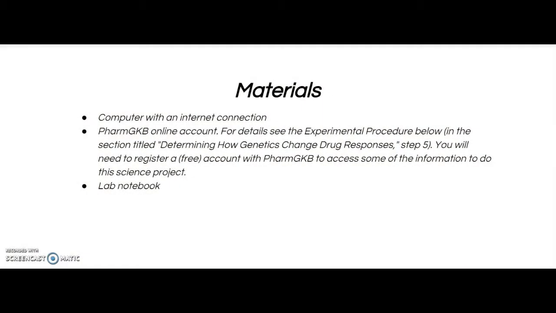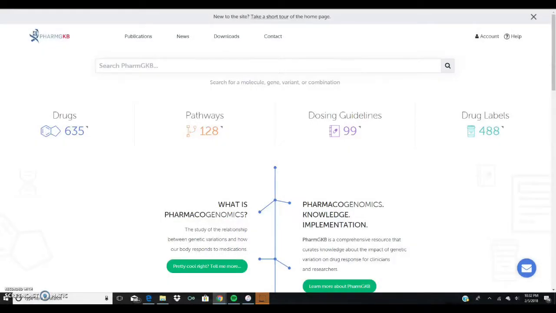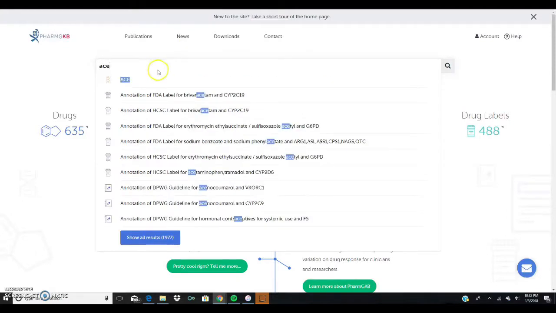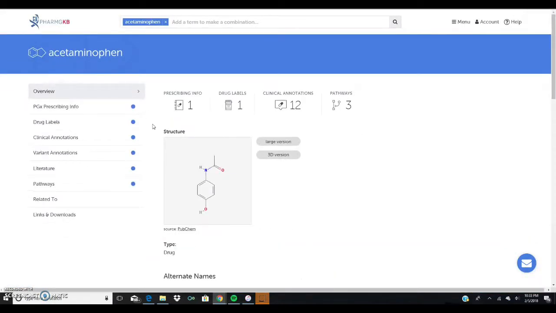Tools that were used were a computer, an internet connection, and then the PharmGKB account, and then the lab journal to write down the results. So the online account that we used was pharmgkb.com for our PBL. And on the search bar, we searched for acetaminophen since our PBL is about acetaminophen.